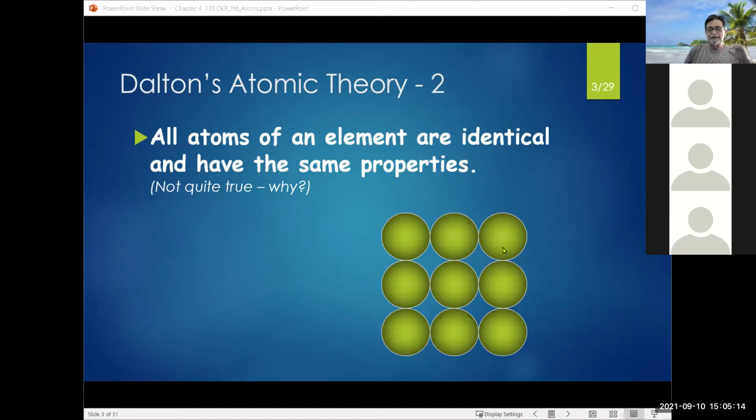So he proposed that all atoms of an element were identical, which is a true statement, and that they all have the same properties, which is not a true statement. We learned that, for example, carbon can exist as diamond, one of the hardest materials on Earth, or it can exist as graphite, a very powdery, slimy material. In both cases, they're carbon. But because of the way they're put together structurally and relative to each other, they have totally different properties.